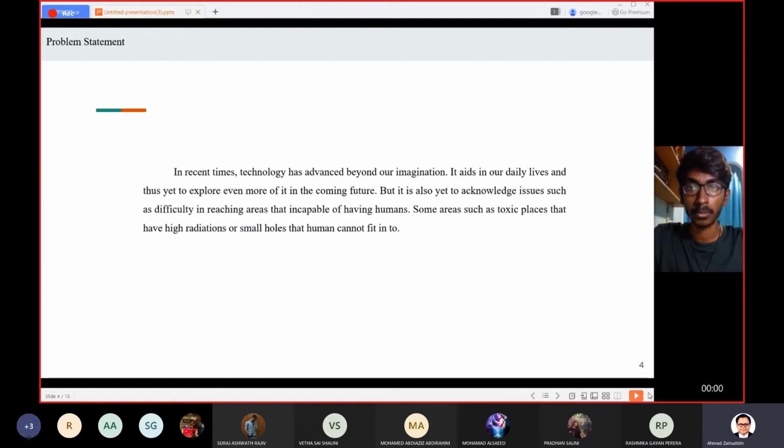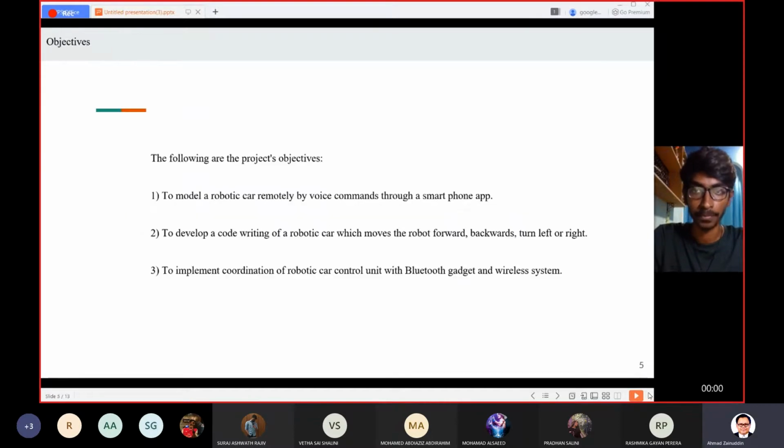Next, we get to the problem statement. Like I said, we've been using technology for a very long time, and it helps us in our daily life. But we have yet to address some issues, like people getting into places that are incapable of having humans, such as toxic areas, fires, places with high radiation, or small holes that humans can't fit into. My project's objective is to build a robotic car which uses voice commands through a smartphone, which can be controlled using voice command.